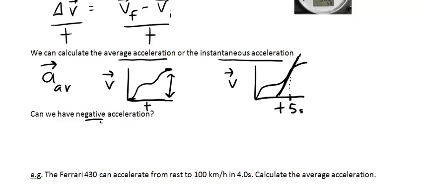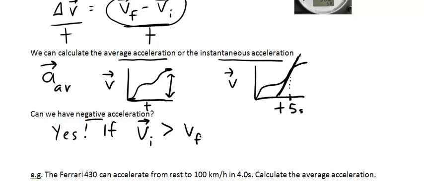Can we have negative acceleration? Well, if this is our formula up here for acceleration, can this be negative? Yes, it can. If the initial velocity is higher than the final velocity, then yes, this will be negative. So if the initial velocity is higher than the final velocity, we're going to get a negative value up here, which will give us negative acceleration.